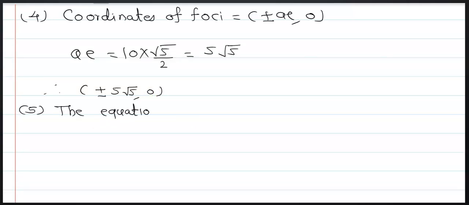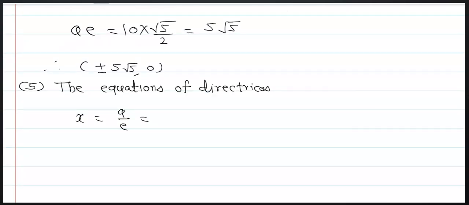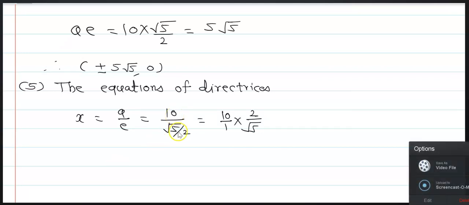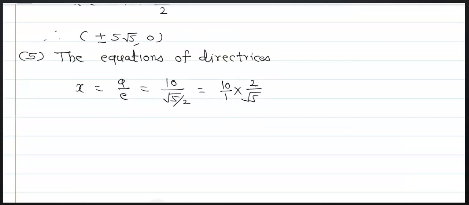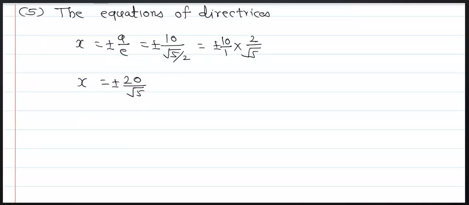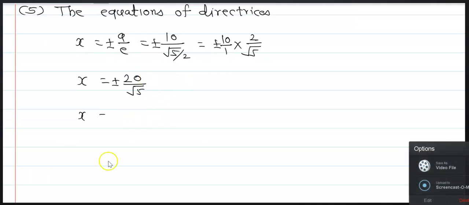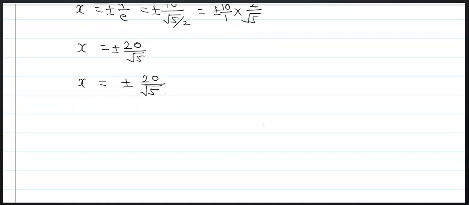Fifth one, equations of directrix are x is equal to plus or minus a upon e, that is equal to 10 upon root 5 upon 2, that is 10 into 2 upon root 5, that is 20 upon root 5, that is equal to plus or minus 20 upon root 5. You can simplify it further.